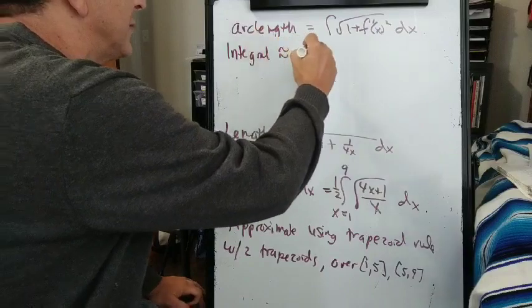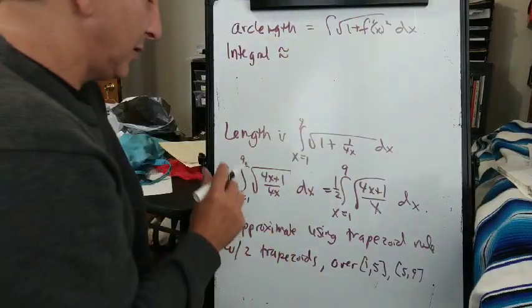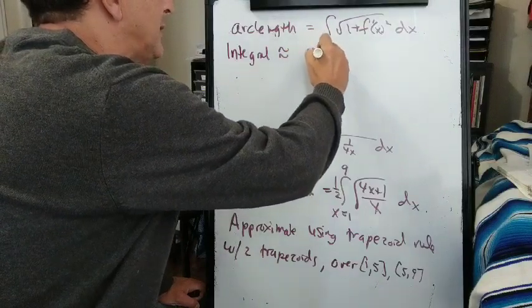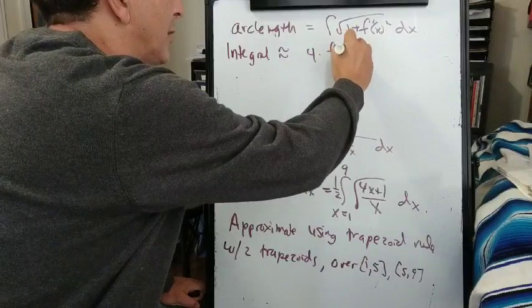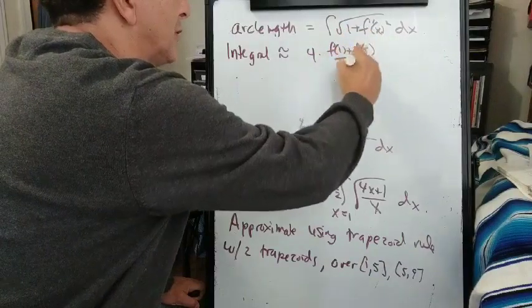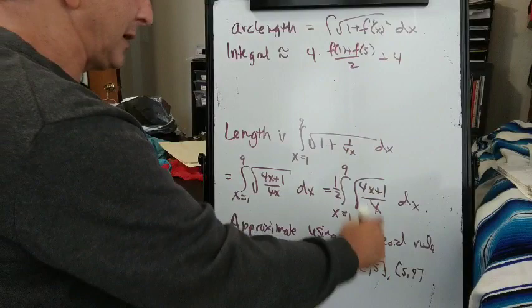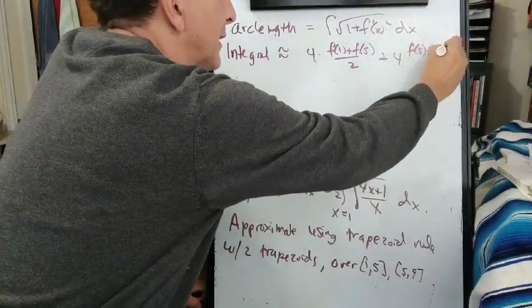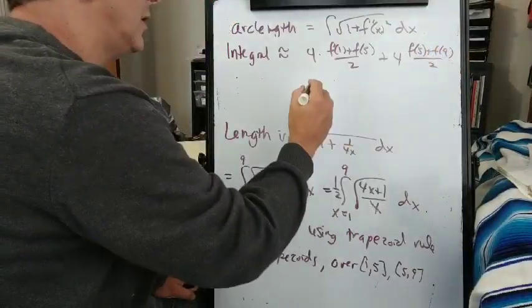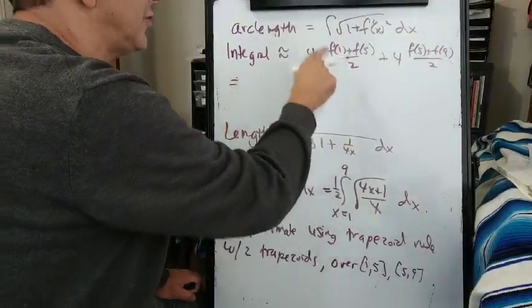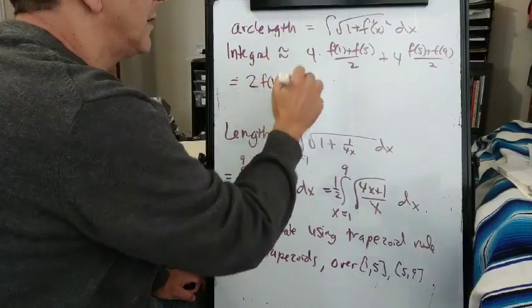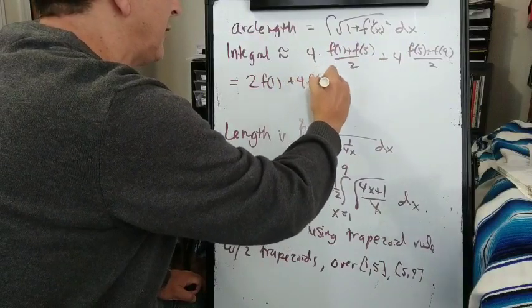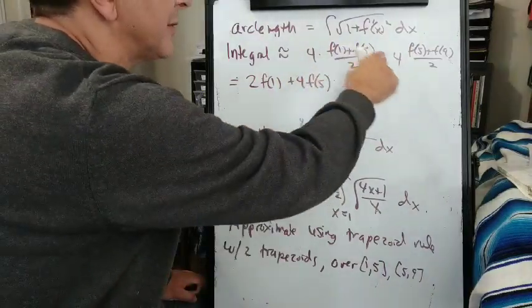So the integral is approximately, if we use the trapezoid rule with 2 trapezoids, base times average height, f of 1 plus f of 5 over 2, plus base is 4 again, times average height, f of 5 plus f of 9 over 2, which I guess is 2f of 1 plus 2f of 5 plus 2f of 5, so plus 4f of 5 plus 2f of 9.